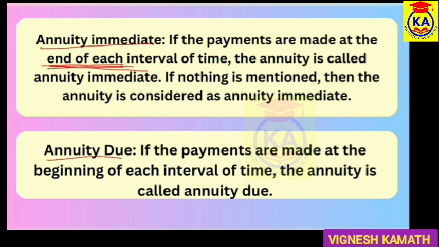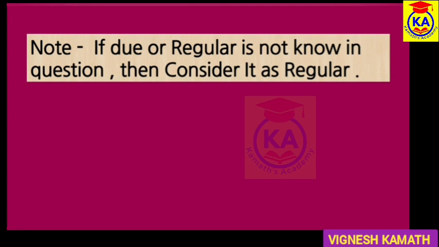And in annuity due, if the payments are made at the beginning of each interval of time, the annuity is called annuity due. Please note, in annuity immediate payments are made at the end of each interval, and in annuity due payments are made at the beginning of each interval. So you should know the difference. In the question it will be there, so we can understand. I will help you with how to recognize in a question whether it is annuity immediate or annuity due. While solving questions we'll see. And please note this, if due or regular is not known in the question, then consider it as regular or immediate. I have kept this type of problem also in the session.